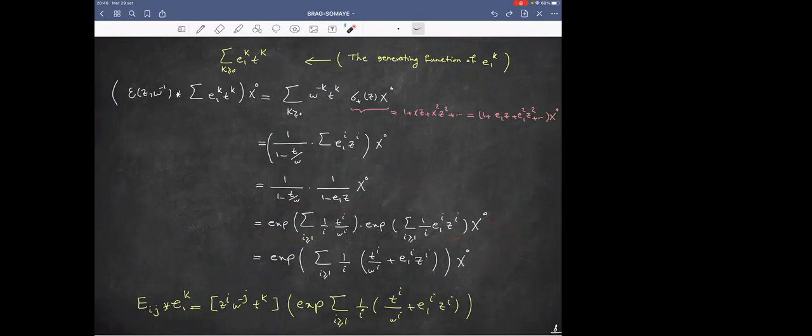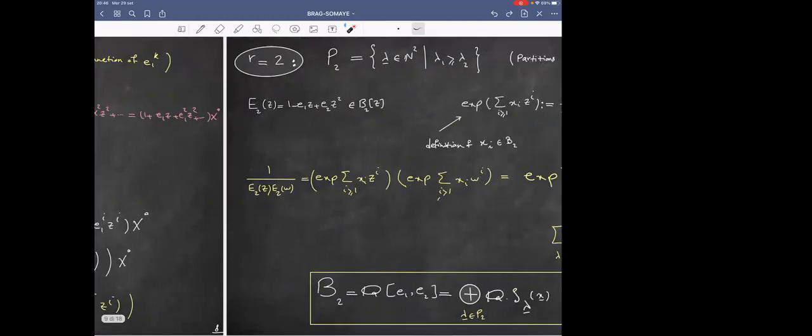Okay, we find this nice formula, and mind that as a conclusion, E_ij star e_1^k is just the coefficient of z^i w^{-j} t^k in this expression. We didn't need to do that, but we are doing it because in the sequel we want to do the general case, and it's better you see what is going on.